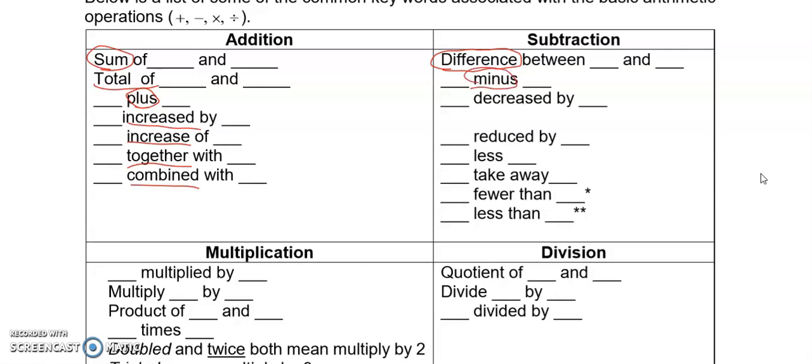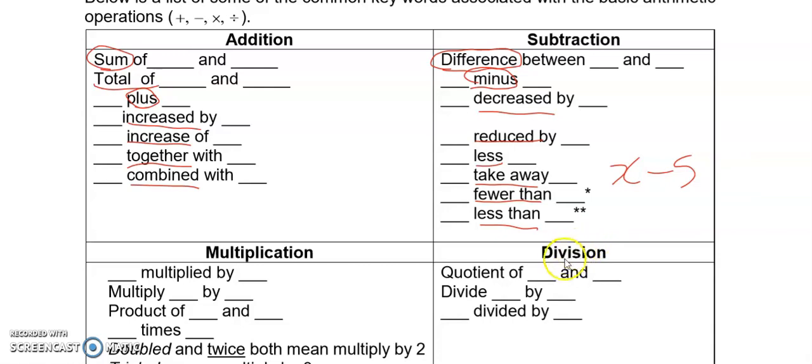Minus is an obvious one. Decreased by means you're making something smaller. Reduced by also means the same thing. Less, something take away something else, or something fewer than something else. For example, 5 fewer than x would be x minus 5. Same with less than. 5 less than x would also be x minus 5, and not 5 minus x.